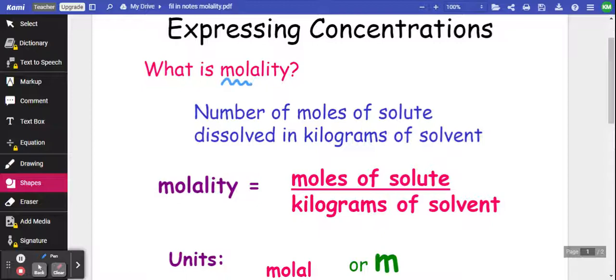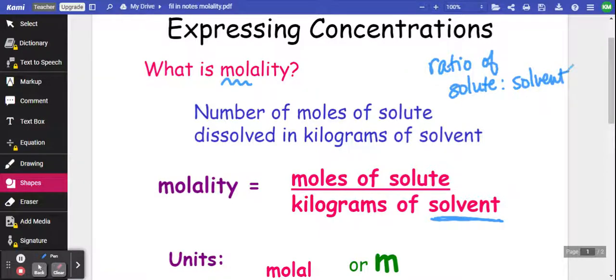So the formula is the number of moles of solute. So that's the same as molarity, but instead of liters of solution, now we have kilograms of just the solvent. Last time, we had both the solute and solvent together as solution in our denominator. Now it's simply a ratio of solute to solvent.